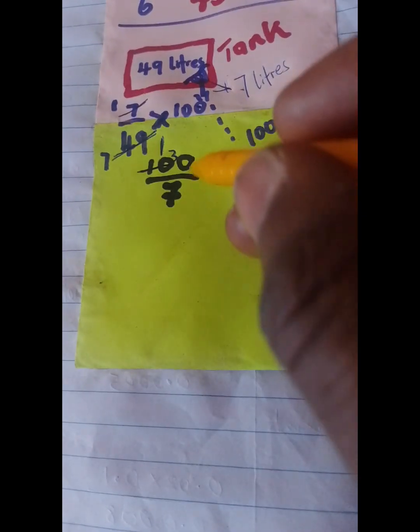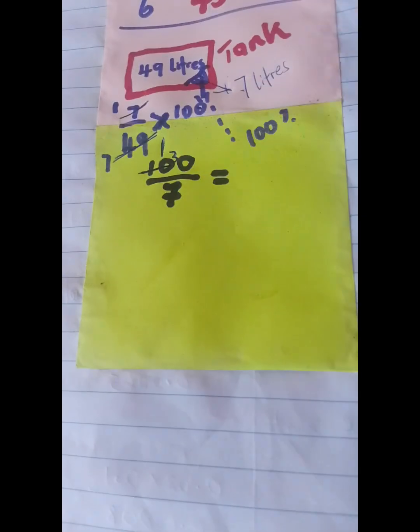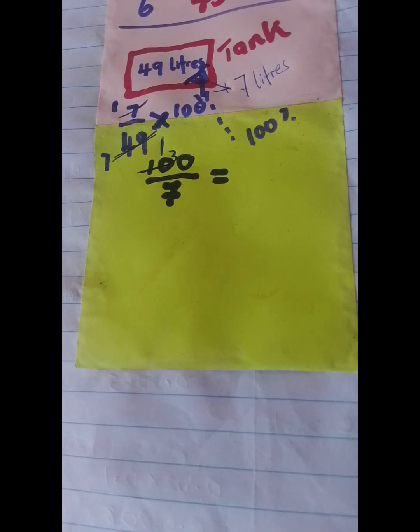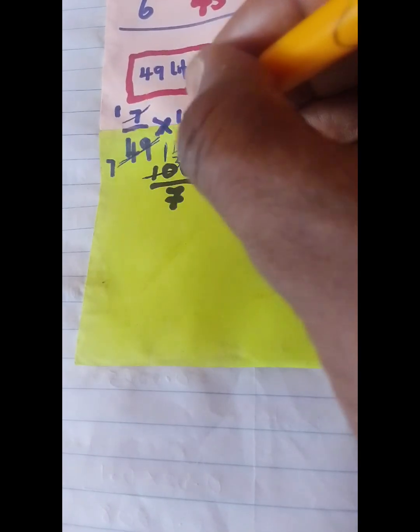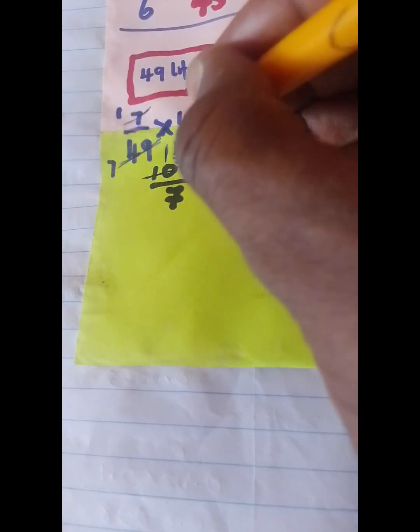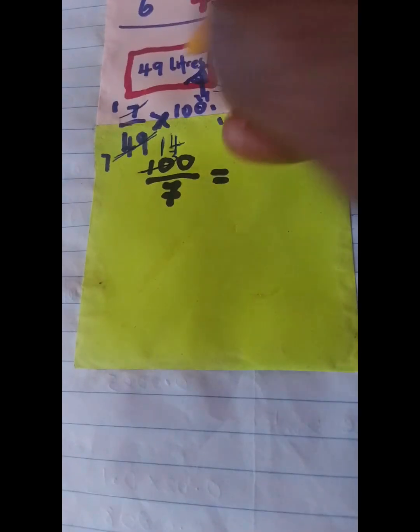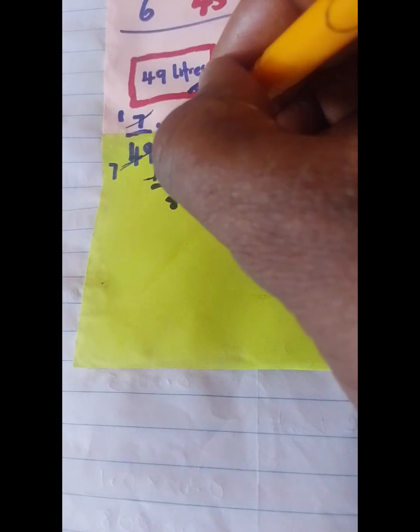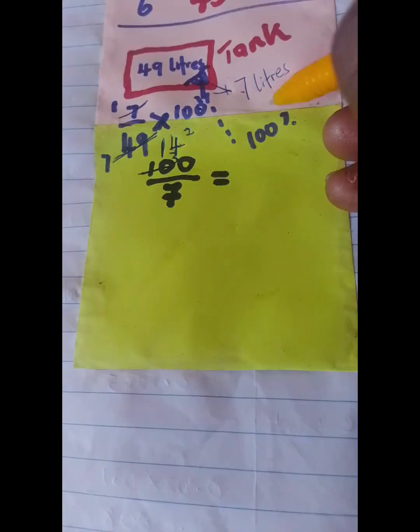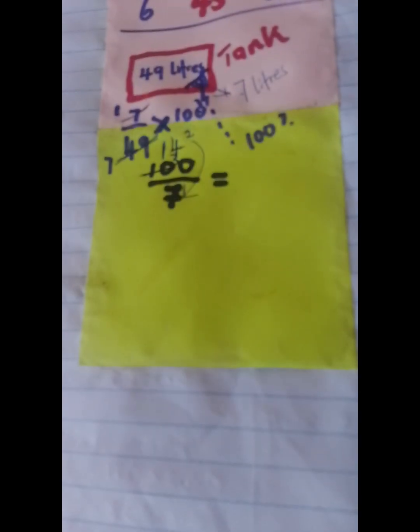28 is next to 30. So 7 times 4 is 28, remainder 2. 28, 29, 30, remainder 2. So there's nothing left. So it's 14 whole number, 2 over 7 percent. 14 whole number, 2 over 7%. So this is the percentage.